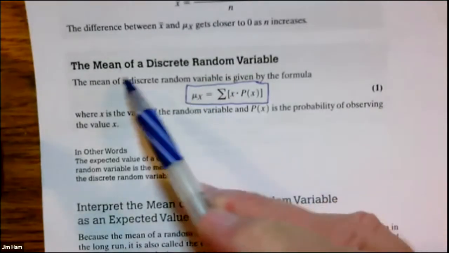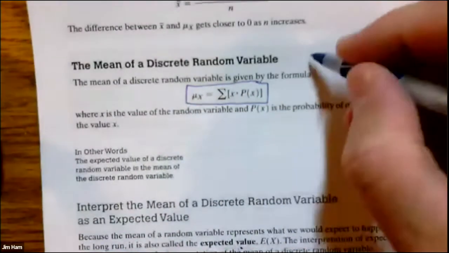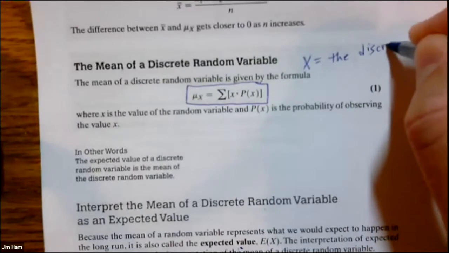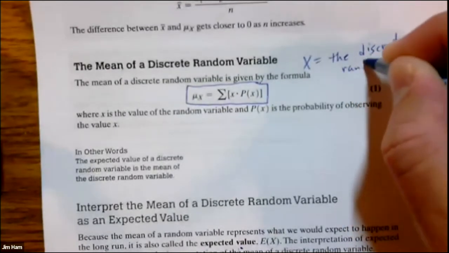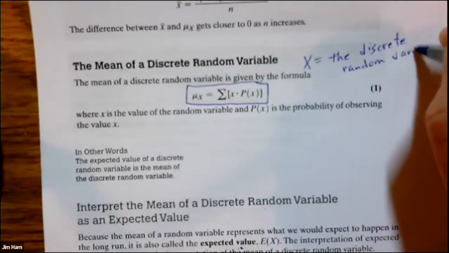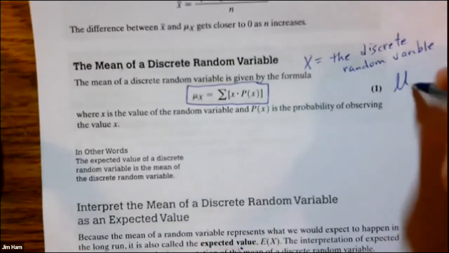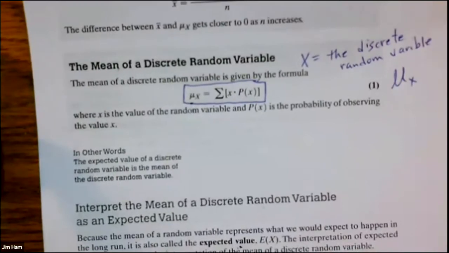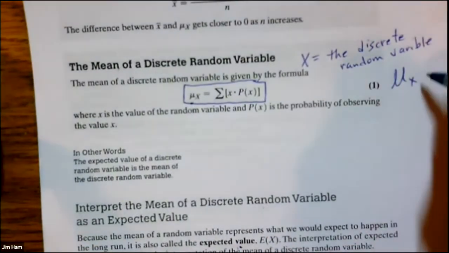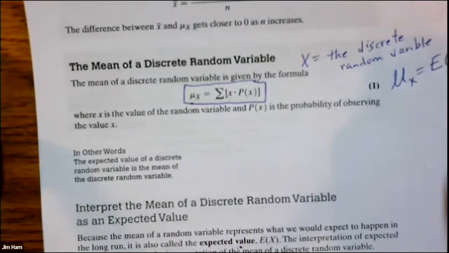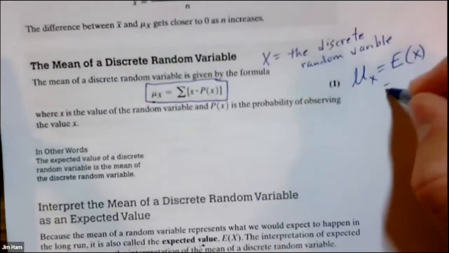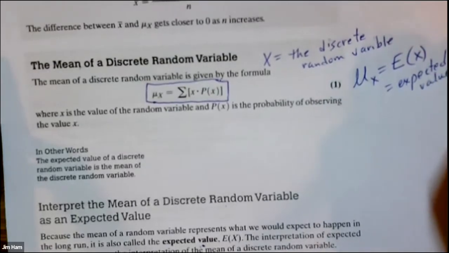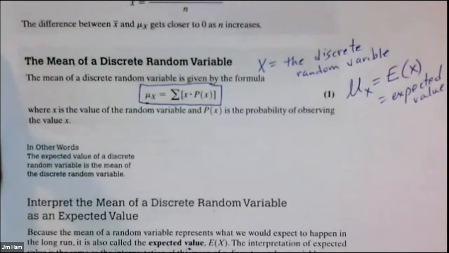So the way that we would write the mean of a discrete random variable, x is equal to the discrete random variable. Then mu of x means the mean of that variable x. And what they're saying is that that's the same thing as the E of x. And the E of x is what we're going to be calling the expected value. So the expected value is, think of it this way.